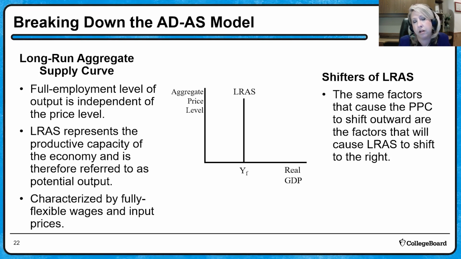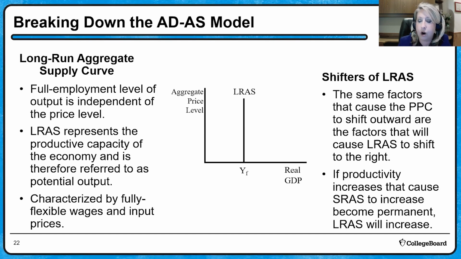So the shifters of LRAS are the same factors that cause the PPC to shift out. If we find more resources, if we get more workers, if we have some kind of change in productivity that allows us to get more output per worker, those are the things that are going to shift long run aggregate supply. In session 6, when we talk about economic growth, we'll take a look at some of the policies that can affect long run aggregate supply too.